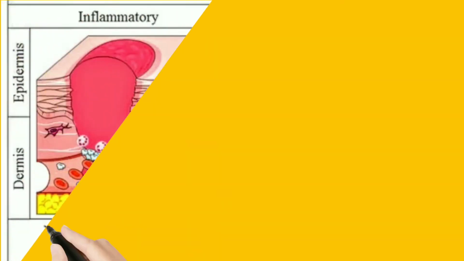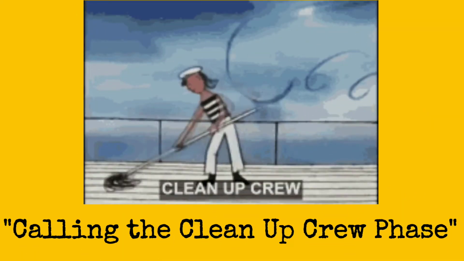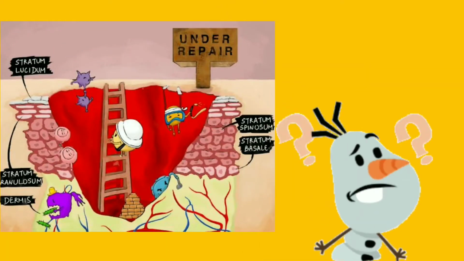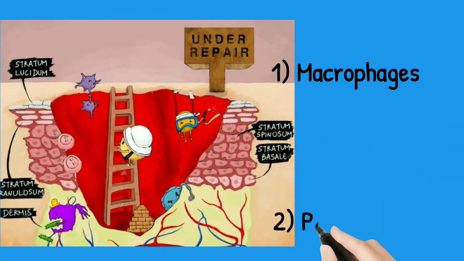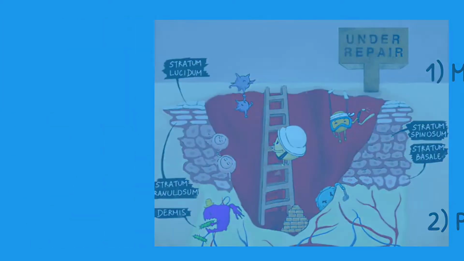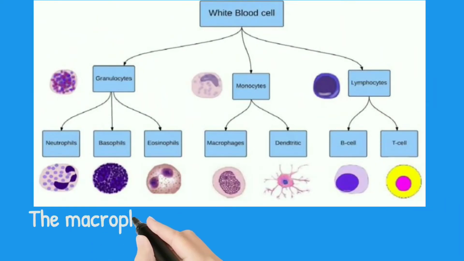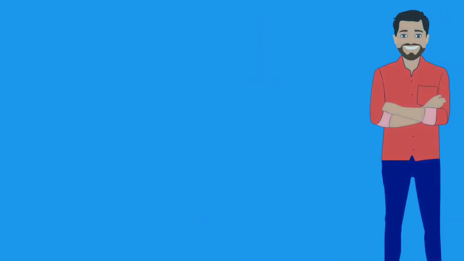The next phase is the inflammatory phase, which is also known as calling the cleanup crew. Here, the cleanup crew is called to clean the wound. Do you want to know who those cleanup crew are? The cleanup crews are mainly macrophages and other phagocytic cells, which kill bacteria and clean the wound. These macrophages and other phagocytic cells are mainly WBC cells. Let's see how they work.